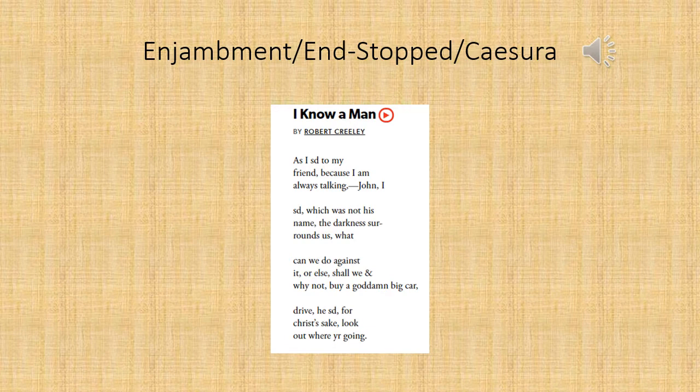Okay, and interesting, I just caught this. If you look at the third stanza, in the second line of the third stanza, he uses an ampersand instead of spelling out "and." He uses the symbol, the ampersand. "Or else shall we and why not buy a goddamn big car." So it's interesting that he would use a symbol for the word instead of using the word. And we would ask ourselves why. Why is he doing that? Are there other symbolic things? Is that what he's gesturing towards? We don't know necessarily. So at the very end, the last line of the very last fourth stanza, "out there, out where you're going," right? Period. End stopped.